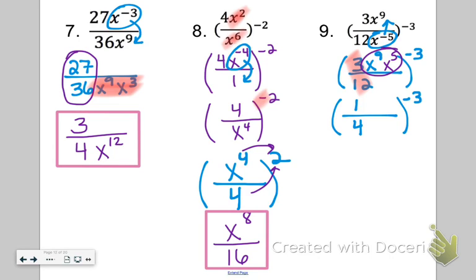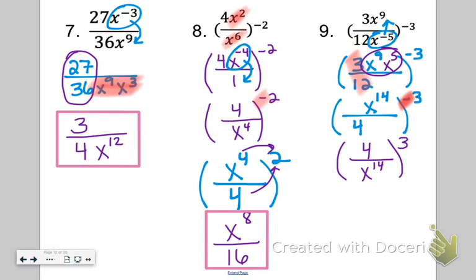Then I have my multiplication rule. X to the 9th times x to the 5th means I add my exponents. 9 plus 5 is 14. Just like the problem before it, I'm going to erase that one because I don't need it. But because there's a negative 3 on the outside, I can take care of only the negative part by flipping everything inside. So 4 is going to go in the numerator, and x to the 14th goes to the denominator.